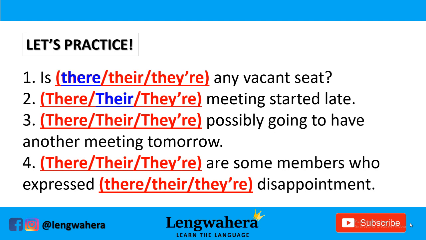Number 3, they're possibly going to have another meeting tomorrow. So here the correct answer is they're, the contraction. If we expand the sentence, it will become they are possibly going to have another meeting tomorrow. And the last one, there are some members who expressed their disappointment. Here, the correct answer is there are some members who expressed their disappointment.